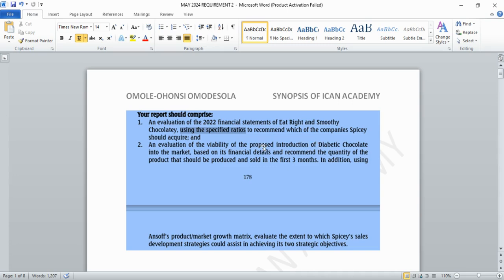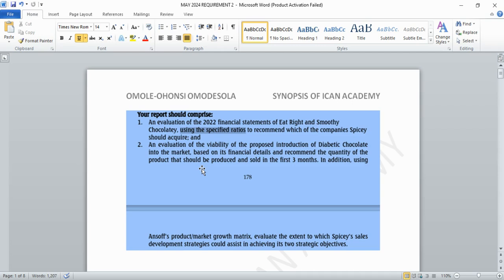So what were we told? Although we have looked at this in our question review class, let's look at it one more time. We're told to evaluate the viability of the proposed introduction of the diabetic chocolate into the market based on its financial details, and recommend the quantity of the product that should be produced and sold in the first 3 months. In addition, using the Ansoff market growth matrix, evaluate the extent to which Spicy's sales development strategies would assist in achieving the two strategic objectives.